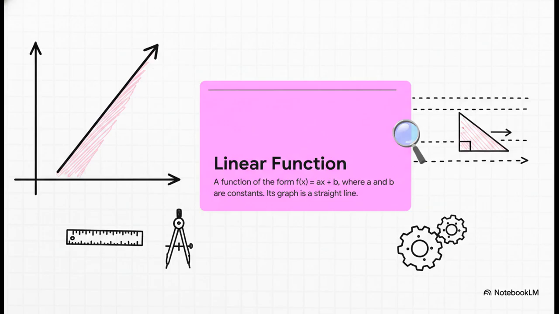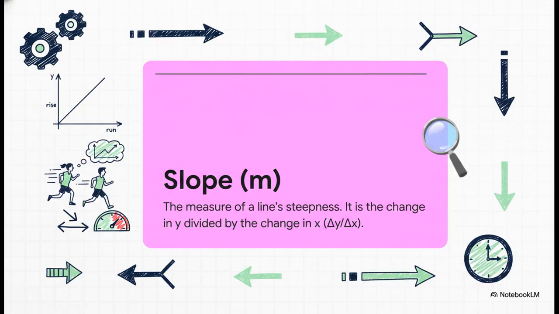So this has a name, of course. It's called a linear function. And any function that makes a straight line is going to follow this basic recipe: f of x equals ax plus b. Now, don't get hung up on the letters. That a and that b are just numbers. They're like the control knobs that tell you how steep the line is and exactly where it sits on the graph. And that steepness, it's got a special name: the slope.